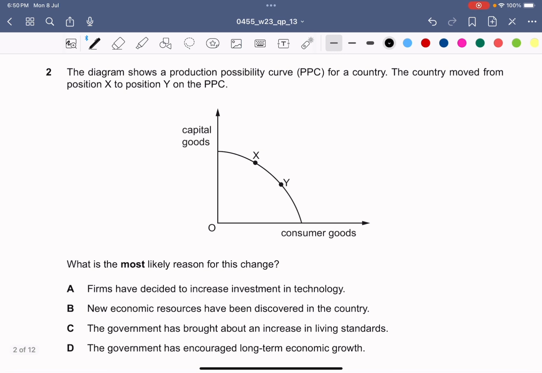Question 2. The diagram shows the production possibility curve for a country. The country moved from position X to position Y on the PPC. What is the most likely reason for this change? So first, you need to know the difference between capital goods and consumer goods. Capital goods are the goods that are used to produce other goods and services. For example, machinery. And consumer goods are goods that are consumed by consumers. For example, food and drink.